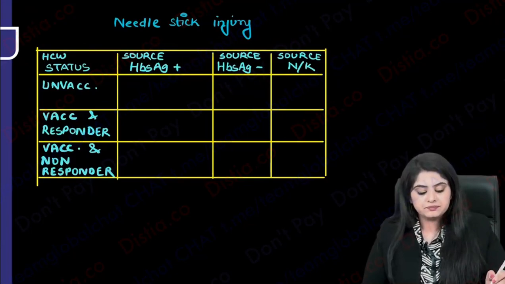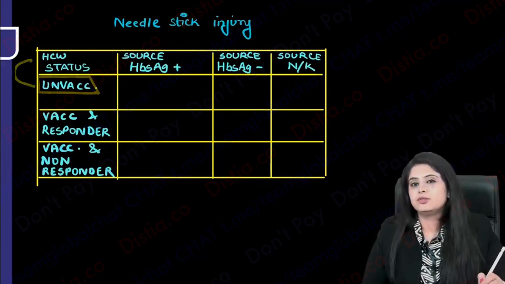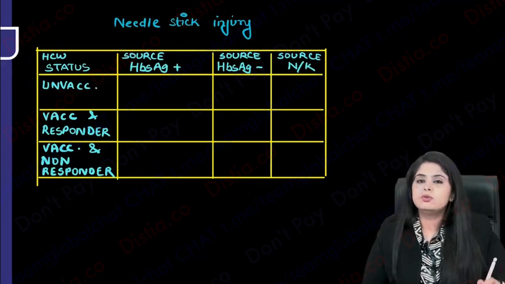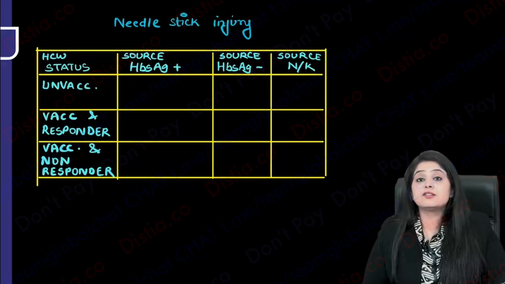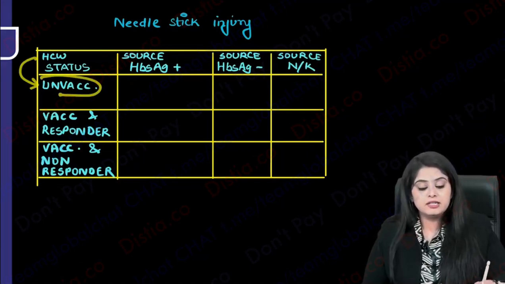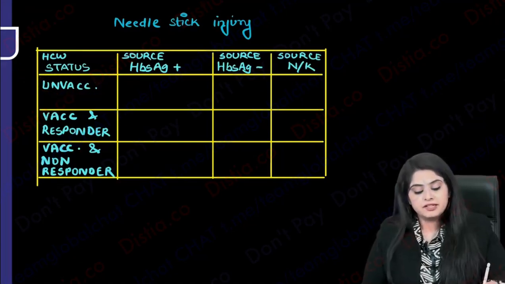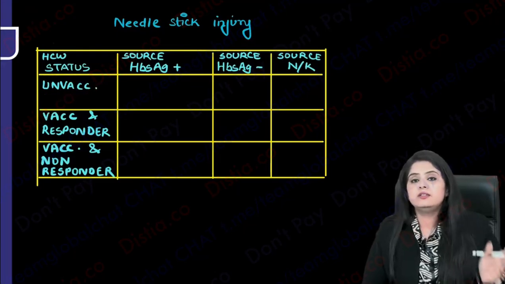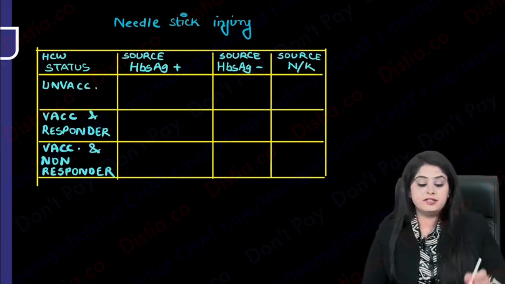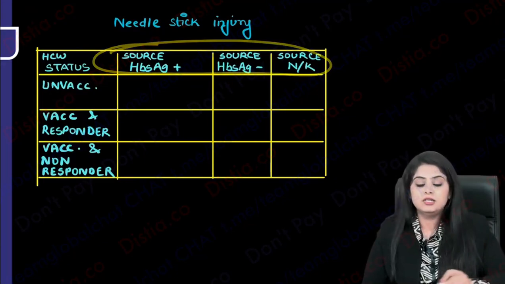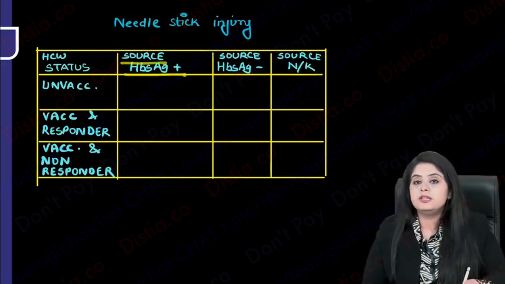So for example, if you are by chance unvaccinated, although I don't come across such people, you could have people elsewhere also. Not only hospital workers get needle pricks. There are so many people who are IV drug abusers, and otherwise also, they can get a needle prick and they come to you and say that they are unvaccinated. So what will you do? Okay, their status you know, they are not vaccinated. Then you will ask, whose needle prick was it? Do you know that that person is HBV positive or negative, or not known? So there are three possibilities.